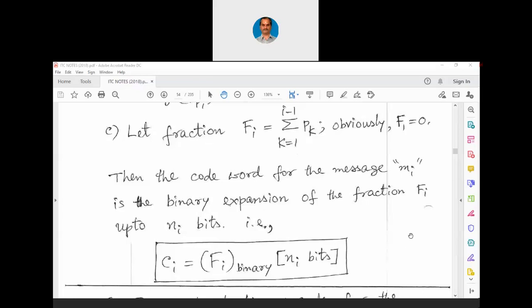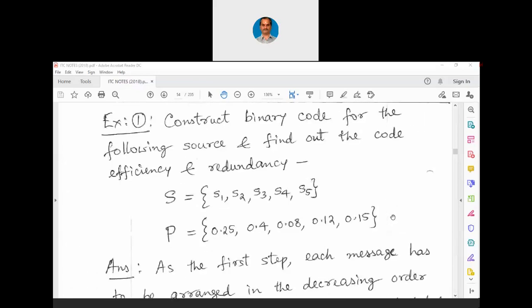Let us see an example. Only when we see an example, it will be clearer to you. So let us see one example now. Exercise 1. Construct binary code for the following source and find out the code efficiency and redundancy. Now this source is emitting these 5 messages: S1, S2, S3, S4, S5. Either you can call them messages or you can call them symbols. It does not matter at this particular instant, because if it is the English alphabet, we can simply say it is 5 characters, whereas here the source is characterized by 5 distinct messages.